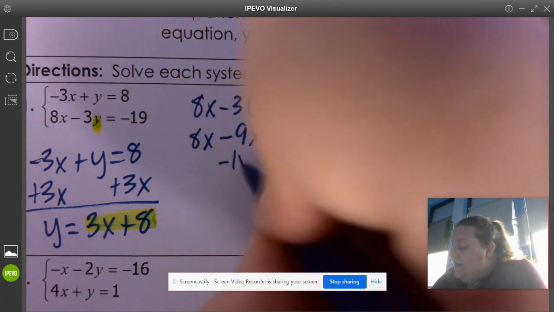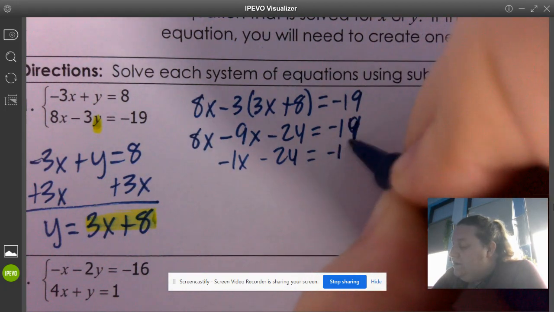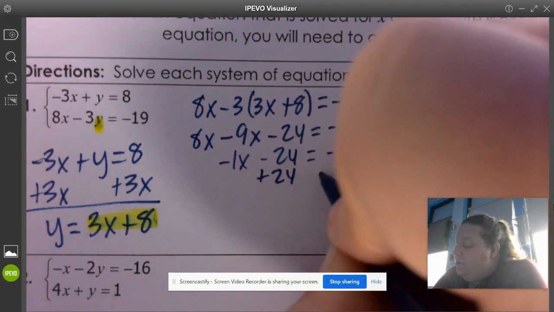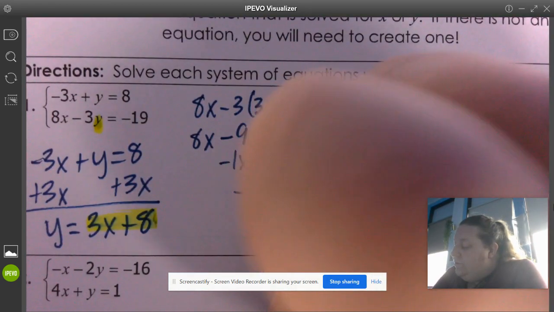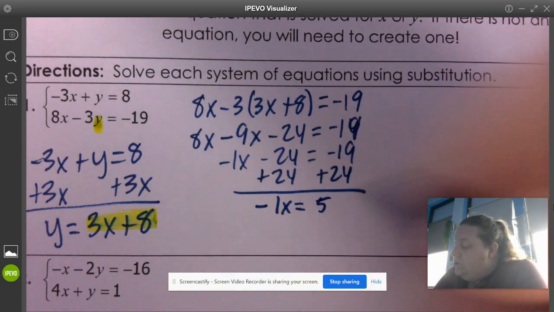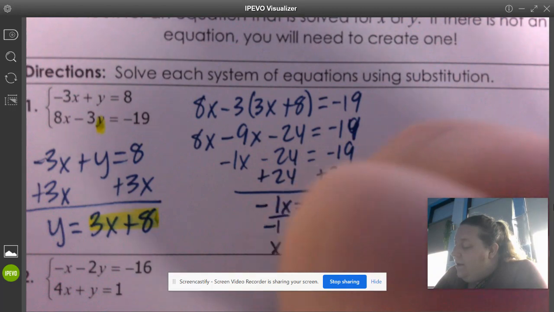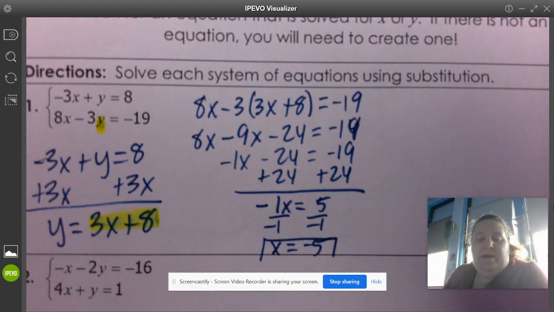Combining like terms, I get negative 1x minus 24 equals negative 19. And now I'm down to a two-step. So I'm going to start by adding 24 to both sides, which is 5. And then I've got to divide by negative 1 because I want positive x. So x equals negative 5.